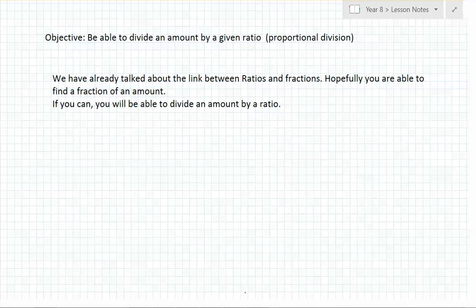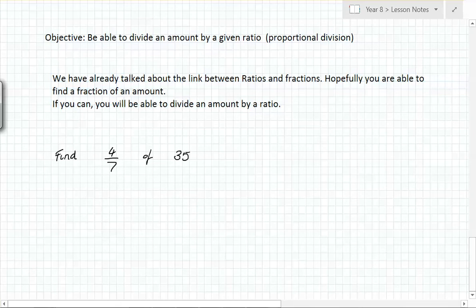So if I said to you, find 4/7 of 35. You want to know how to do that? Tell me how to do it then, Ben. So 35 divided by 7 times by 4. And the answer is? 20. Okay, so you can all do that.